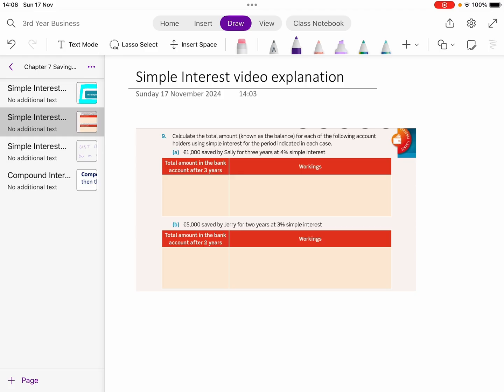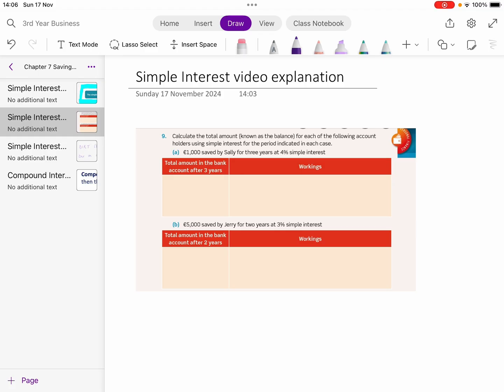The only thing they're ever going to do is think about my initial sum that I invested. And that's why, in a way, it's so simplified. It's not as good for the saver. You're not earning as much money in terms of interest, but it's a very simple calculation because I'm only ever working off of one figure.